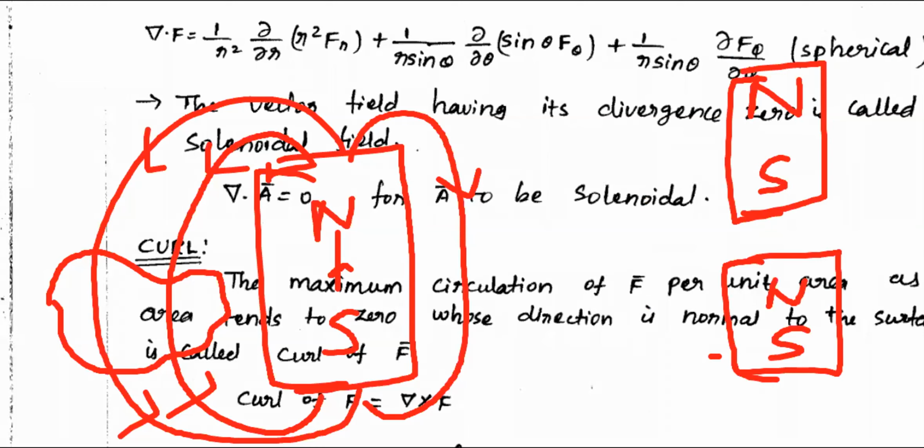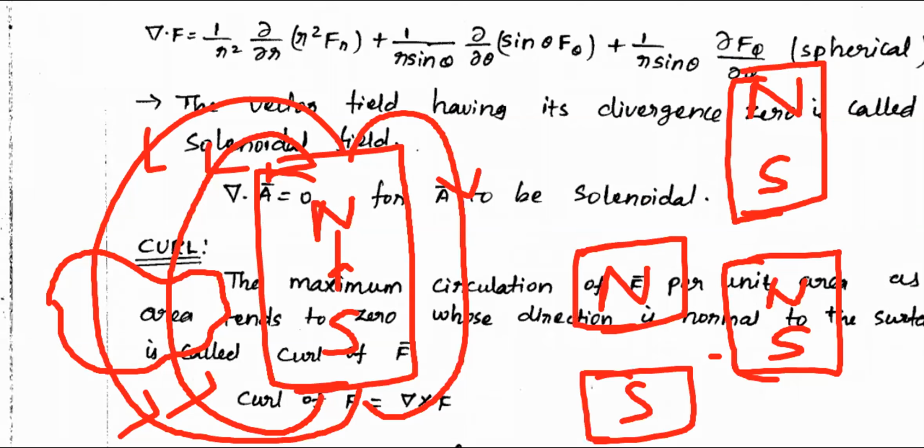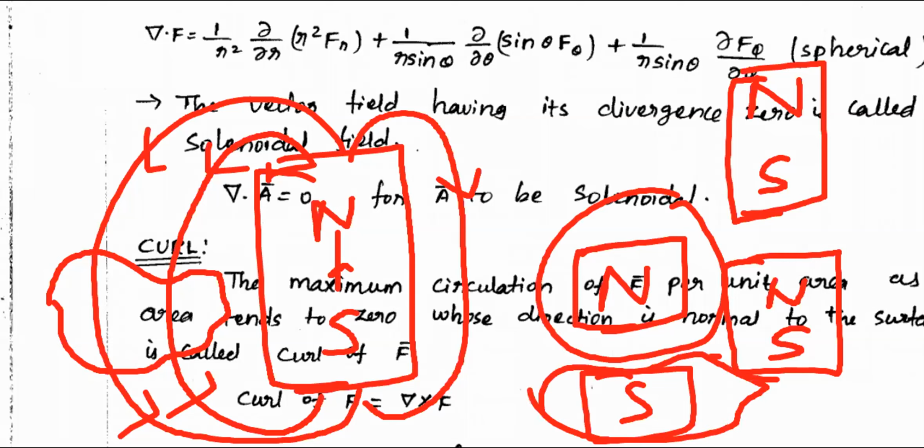So if the divergence is not to be 0, you have to take N and S like this. But in practice, you cannot get this kind of structure, N alone or S alone. That means del dot B is 0. What is the significant meaning of that? Magnetic monopole does not exist.